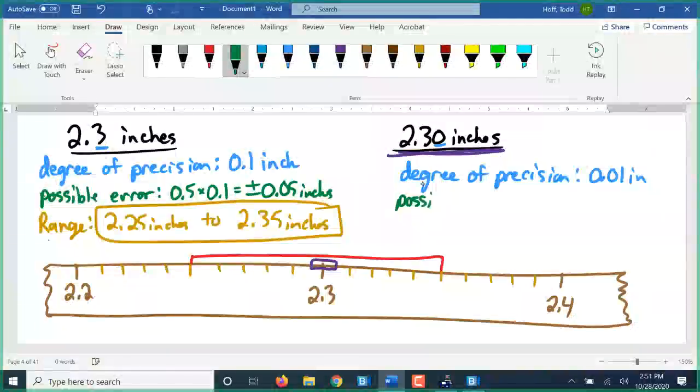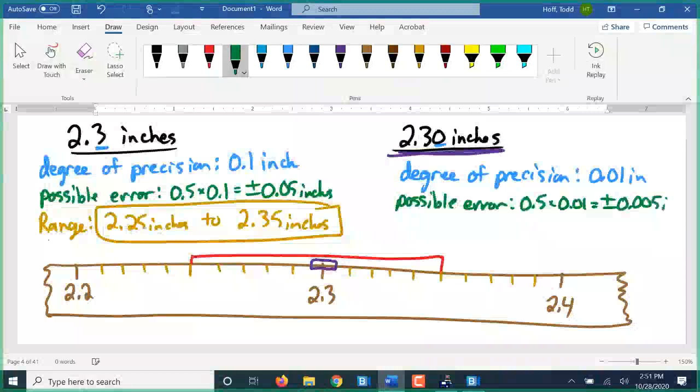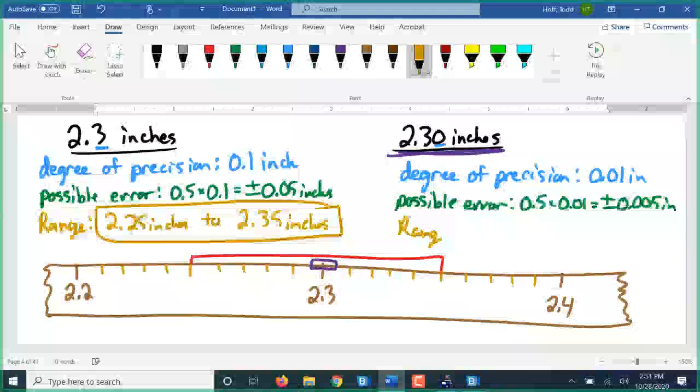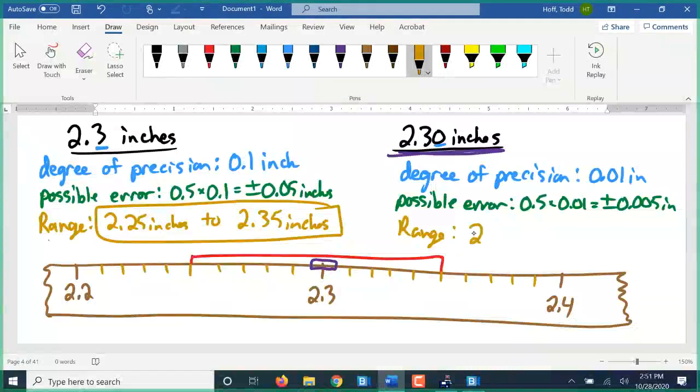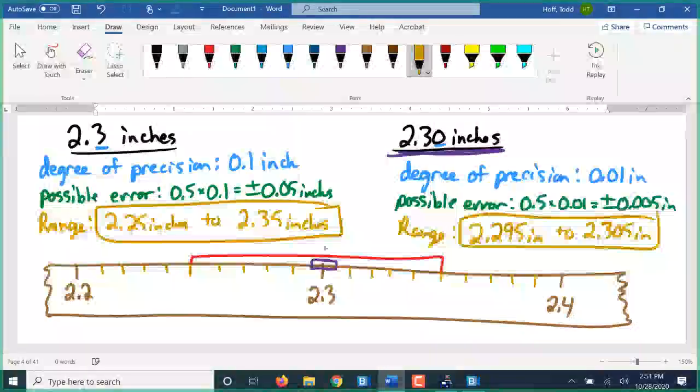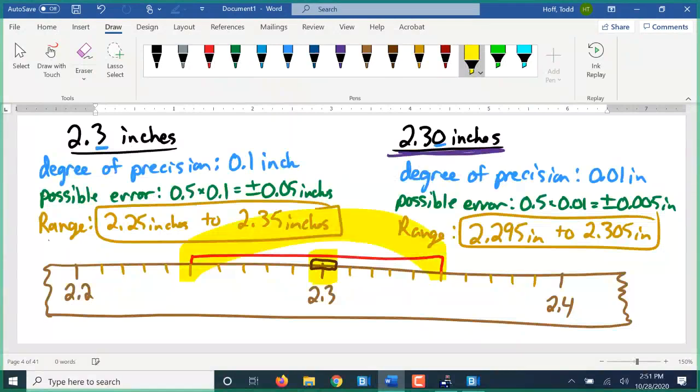which implies a possible error of 1/2 or 0.5 times a hundredth, which is plus or minus 5/1000ths of an inch. So the range that's implied by that measurement is 2.295 inches to 2.305 inches. A much smaller range, as you saw right here, that purple range as opposed to the red range on that ruler.